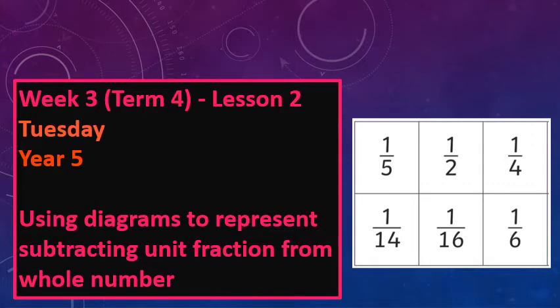Now, a unit fraction is a fraction where the numerator, the top number, is 1. So here we've got 1/5. If I had a whole and I'd split it into fifths, 1/5 is the smallest fractional amount I could have of that whole. Here I've got 1/2, 1/4, 1/14, 1/16, 1/6. They're all unit fractions. So that's what we're looking at today.